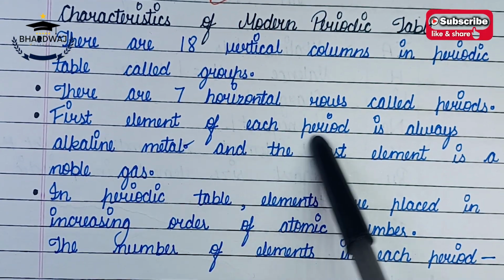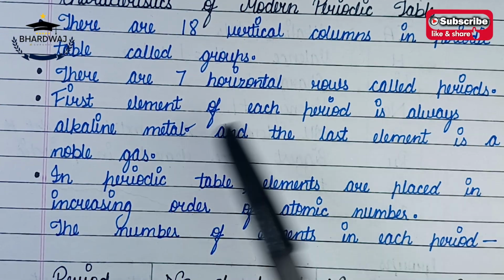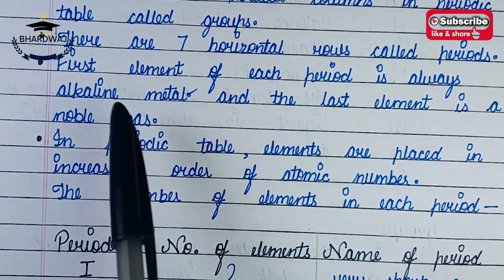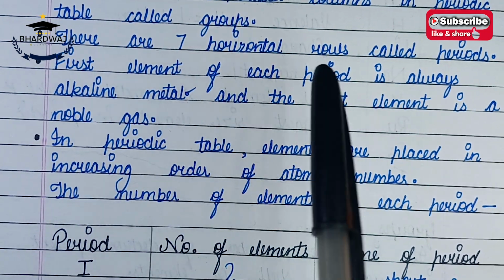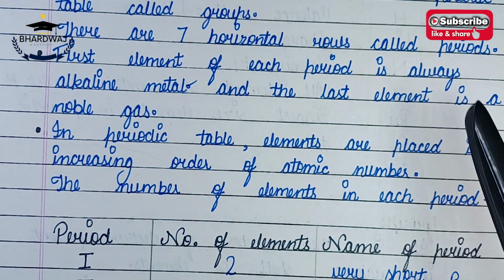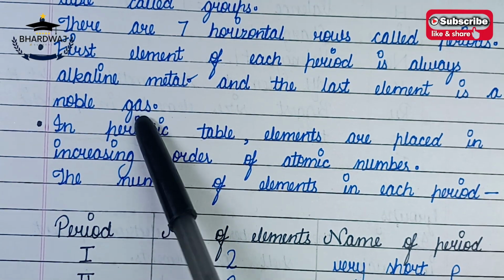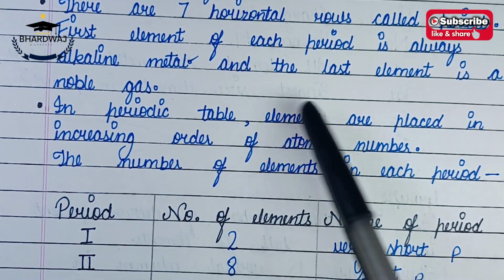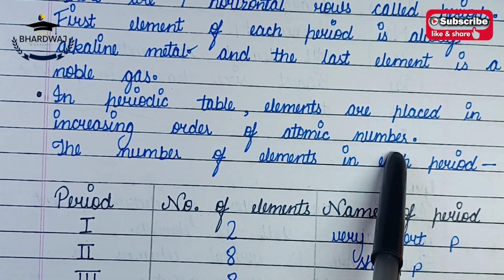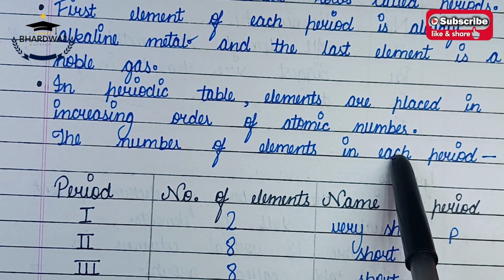The first element of each period is always an alkali metal and the last element is a noble gas. So this you have to remember, this is an important point, that the first element in every horizontal row is an alkali metal. The second one is the alkaline earth metal, which we will discuss later, and the last element is always a noble gas. In the periodic table, elements are placed in increasing order of atomic number. So if we look in the periodic table, all the elements are arranged in the increasing order of their atomic numbers.